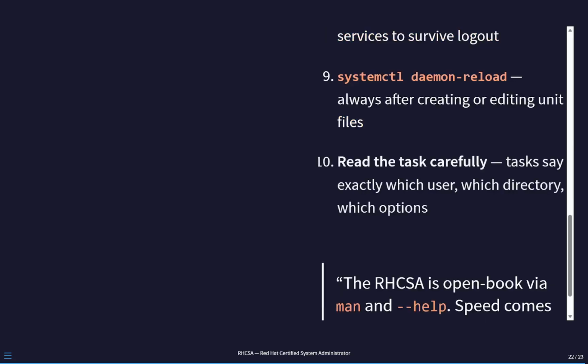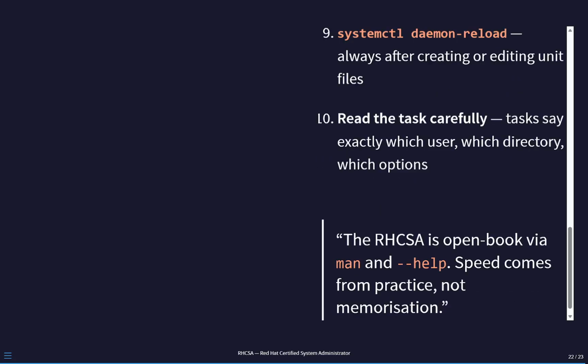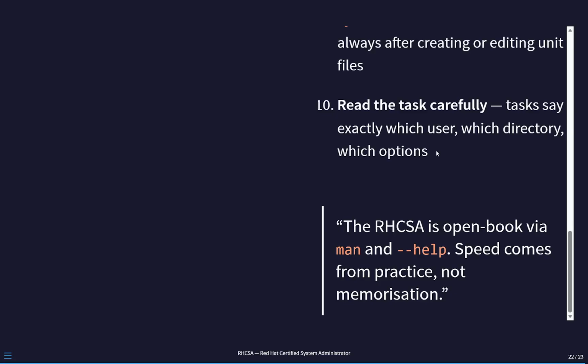Click 10. Read every task word for word. The exam is precise. It will say, the user must be able to log in. That means, set the shell to /bin/bash, not /sbin/nologin. It will say, the setting must persist after reboot. That means permanent flags on everything.